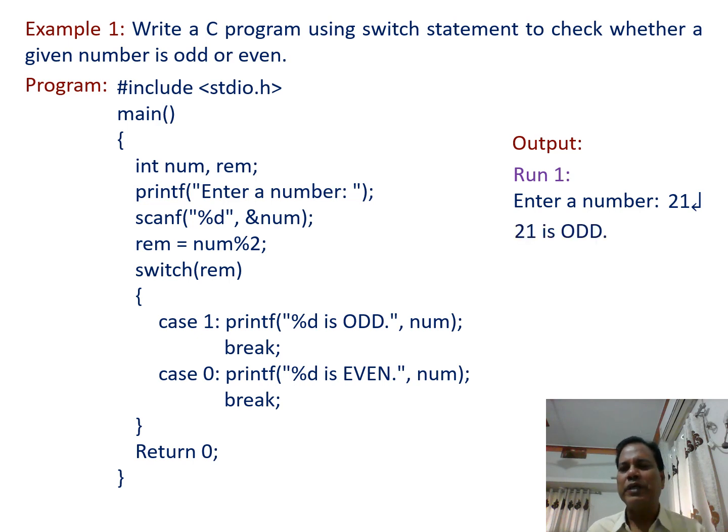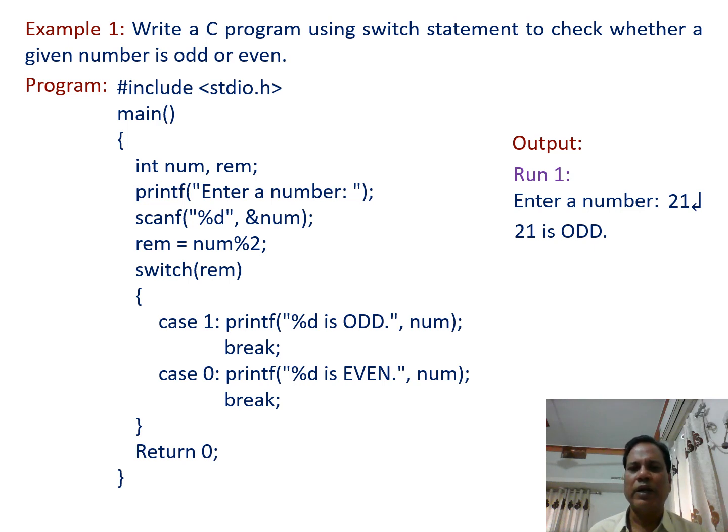So 21 is odd. After entering 21, when we press enter, "21 is odd" is displayed because the remainder is 1. So the first case is matched, because the remainder value is matched with the case value, that is 1.